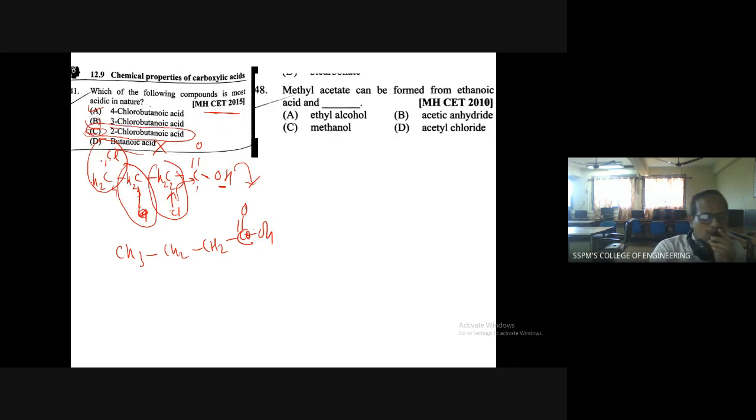Okay, so see what you should understand. First you understand what is acid. Acid is what? Something which donates proton very easily. Okay, now if you want to donate proton, what is the condition? Electron withdrawing group should be there.